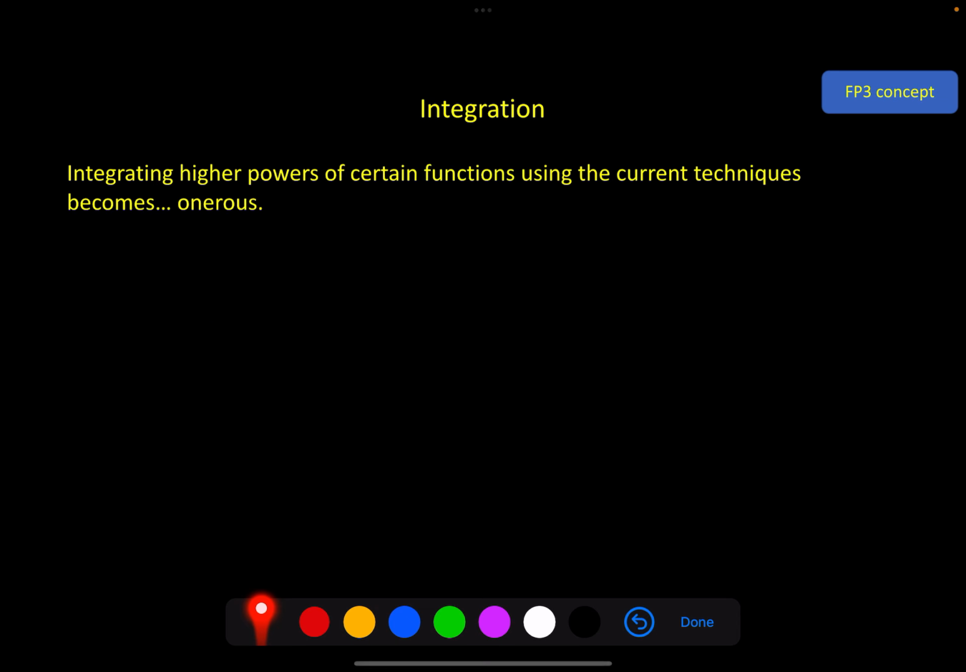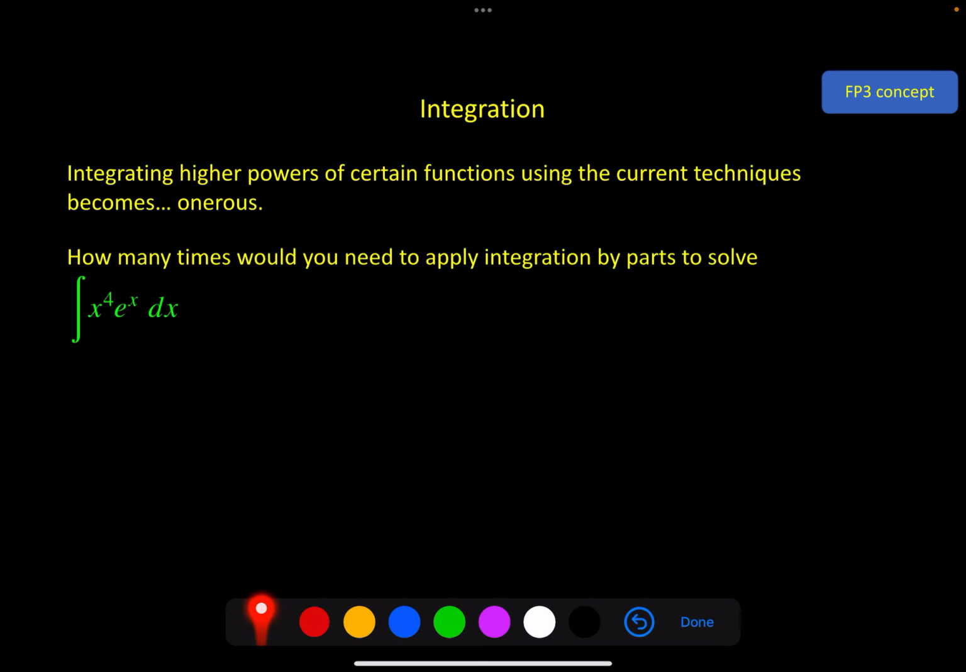So when we're integrating higher powers, that's the problem here. Sine to the power 6 is harder because it's a higher power. We can use certain techniques. Like I said, maybe you could split it into sine squareds and replace those by 1 minus cos squareds or by a cos 2x. But to do that, it becomes quite lengthy and, the word I've used there, onerous.